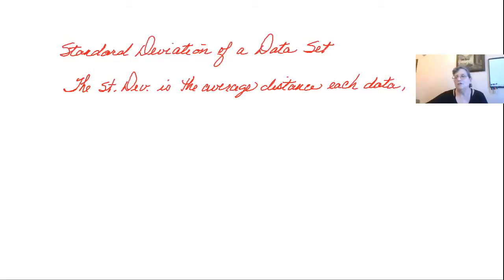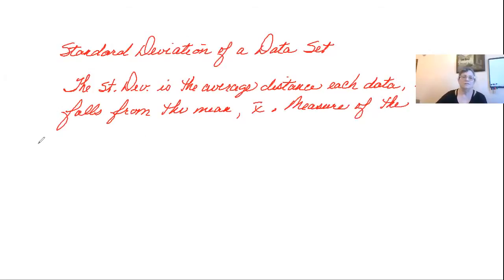each data point, and I'm going to call that X, falls from the average, from the mean, technically, which would be X bar. It's a measure of the spread of the data, how much it's scattered all over the place.